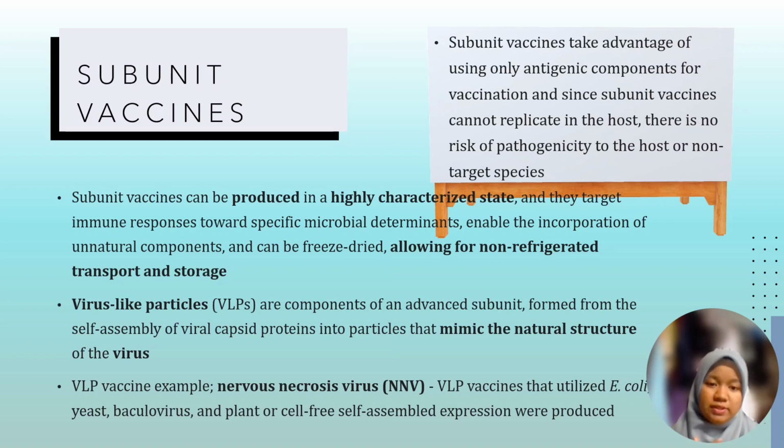Also, virus-like particles (VLPs) are the components of an advanced technology formed from the self-assembly of viral capsid protein into particles that mimic the natural structure of the virus. Due to the advantages compared to other vaccine types, interest in VLP technology has increased in recent years, and studies show that VLPs with similar size and geometry to the native virus could elicit an antibody response in fish by injection. Among the VLP vaccine examples is nervous necrosis virus (NNV), a VLP vaccine that utilizes E. coli, yeast, baculovirus, plant, or cell-free self-assembly operations to produce the VLPs.